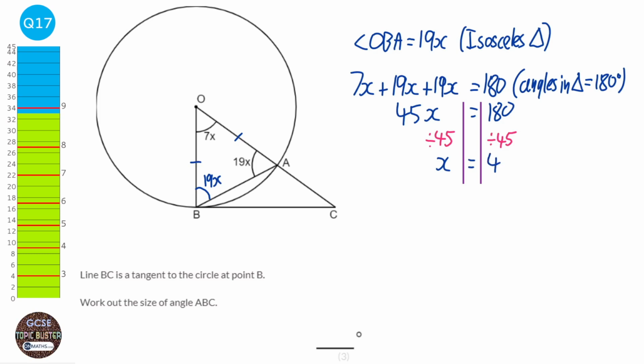Now, we're looking for this angle here. That's angle ABC. Now, there's a few different ways we could do this. We could work out what this angle is, because it's a big triangle, etc. Or we can use the fact that we've got a tangent touching a radius. So we know that this angle here is 90 degrees, so we can write that down. So angle OBC equals 90 degrees, because it's the angle between a tangent and a radius.